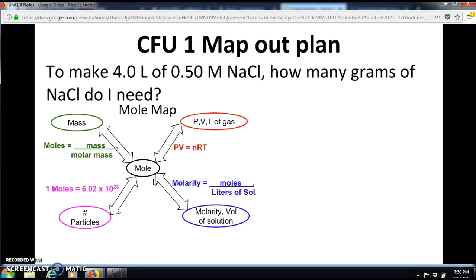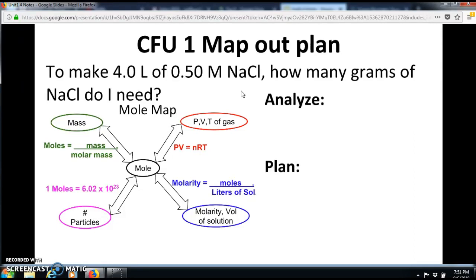Let's just give you an opportunity now to see if you can map out a plan. In this CFU, you're asked to make 4 liters of a 5.0 molar sodium chloride solution. How many grams of NaCl do I need? So just to be clear what this information is, 4 liters represents the volume, and 0.5 molar is the units for molarity, which measures the concentration. So how concentrated is that solution? So you have the concentration of the solution and the volume of the solution. Use the information in the mole map now to see if you can map out a plan for yourself. When you press play again, the answer will be revealed.